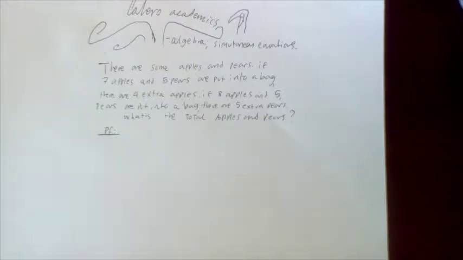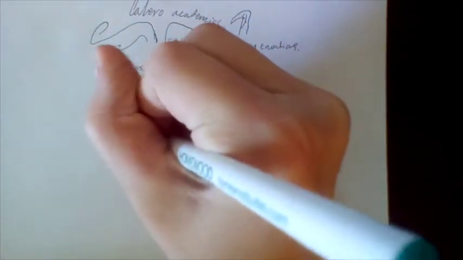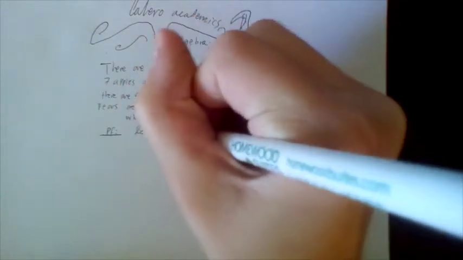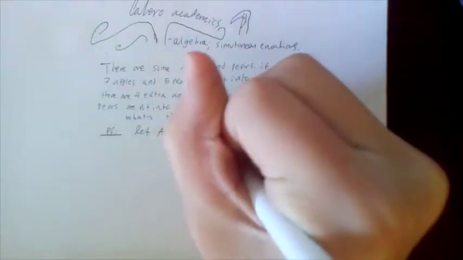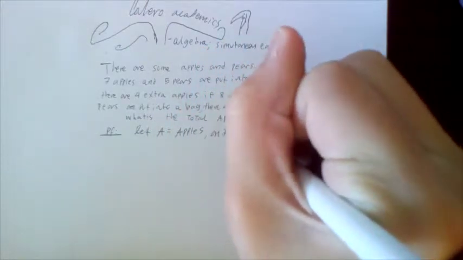Well, we can use algebra in this problem to make a simultaneous equation and solve for the total of apples and pears. So, first let A equal apples and P equal pears.